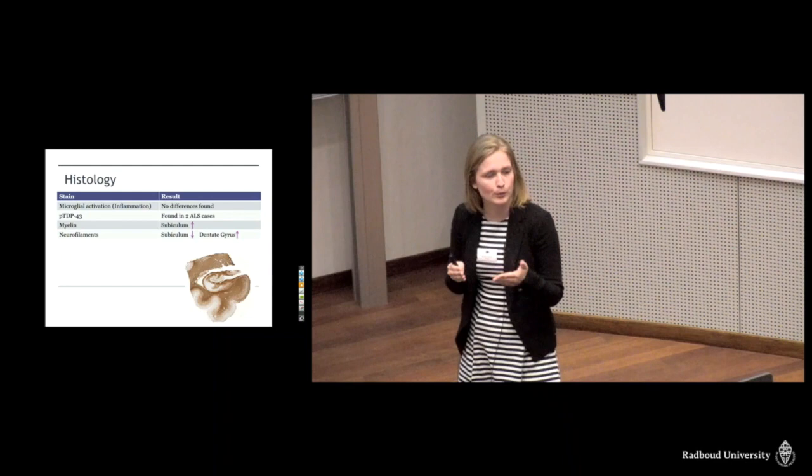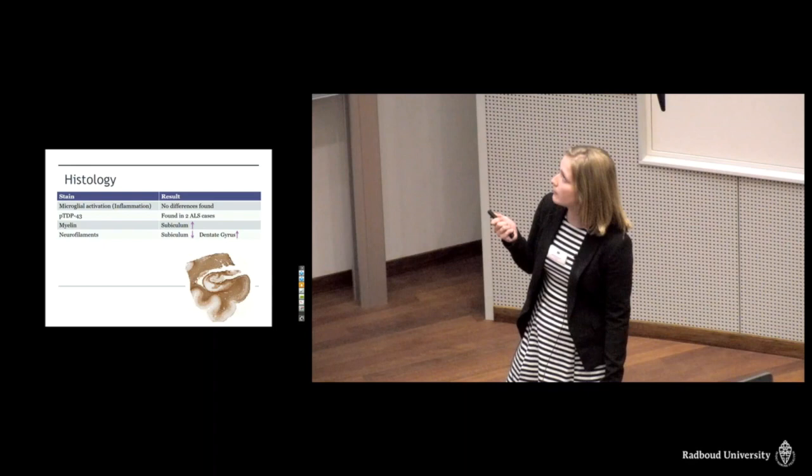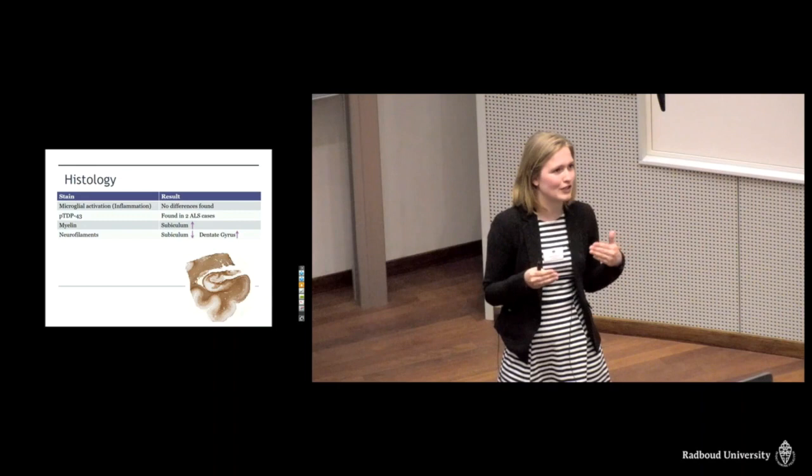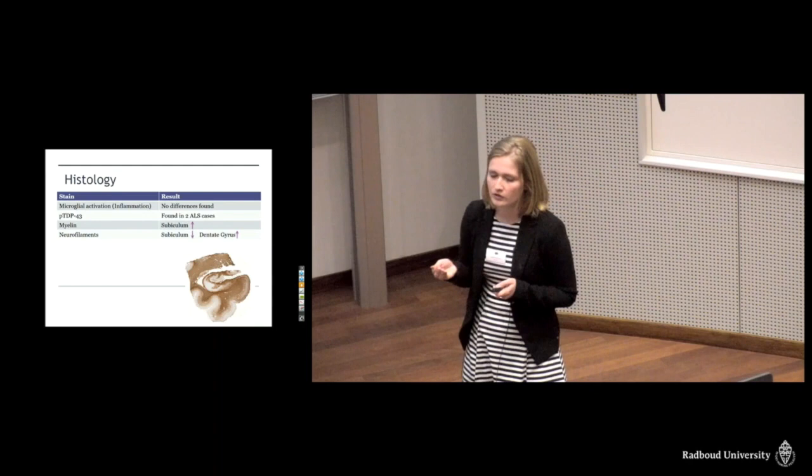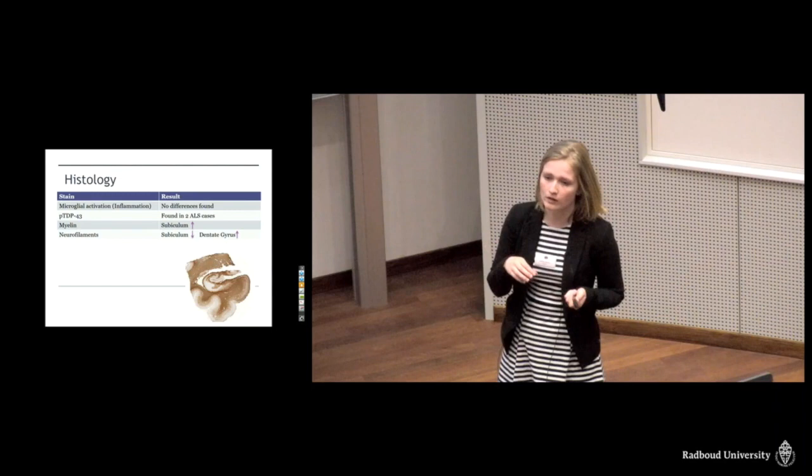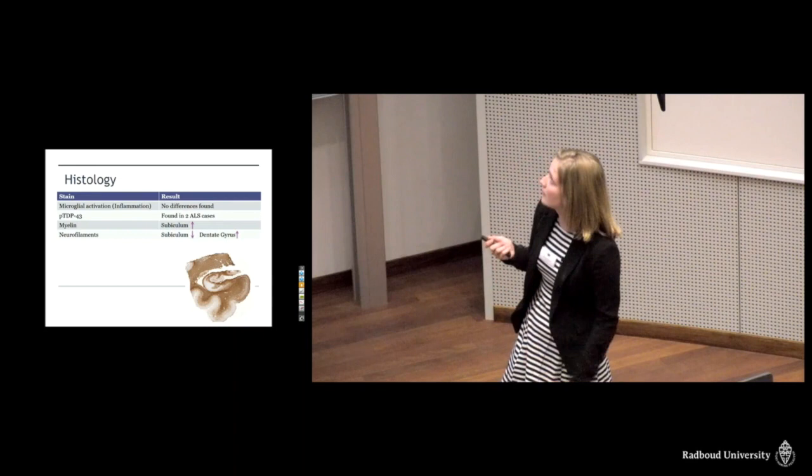What was surprising to us is that we didn't find a change in the inflammation, because we expected that with white matter degeneration, inflammation would go up. However, it's also shown that in chronic inflammation, which is the case in these patients because they died from ALS, microglia over a certain time course retract. So maybe that's what's happening here.